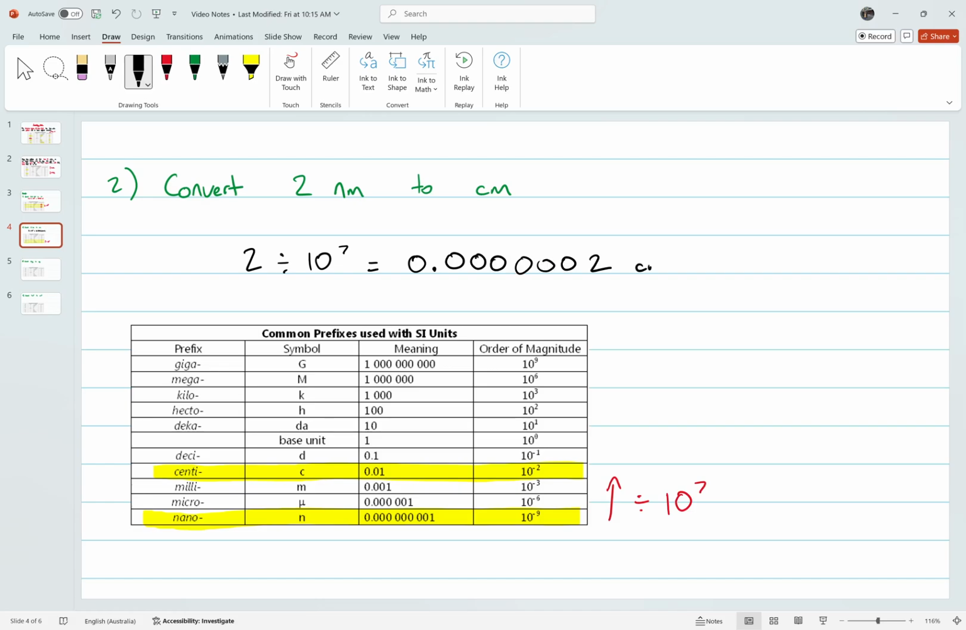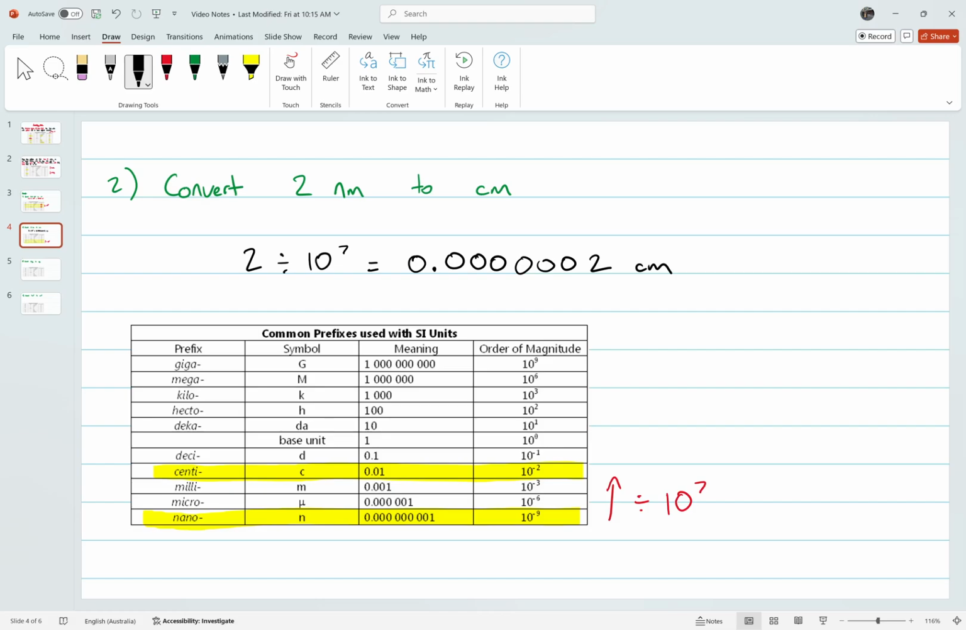0.0000002 centimeters. So very, very, very small, which makes sense. If you've ever heard of nanometers, we're talking about extremely, extremely small things. We measure something like the length of a cell with that. So it's going to be an extremely small measurement.